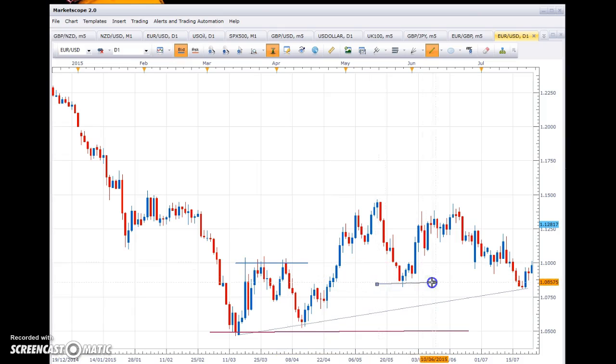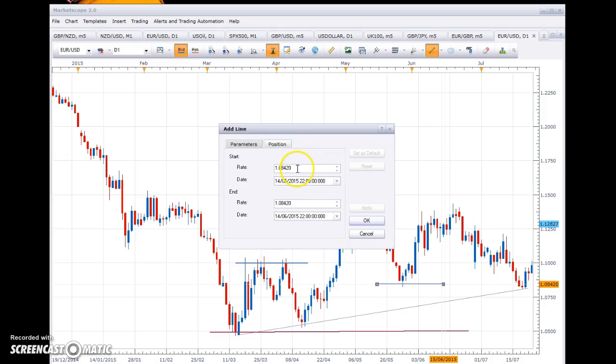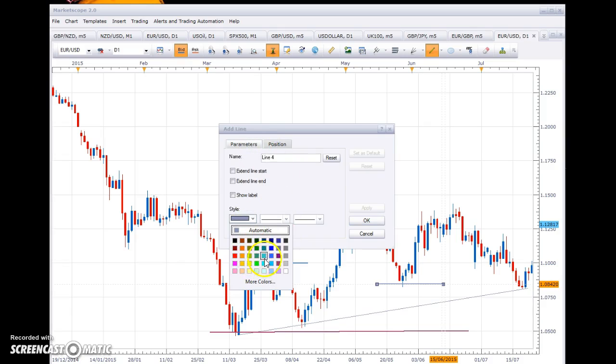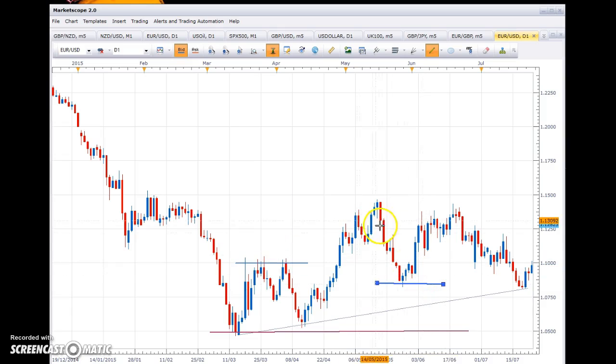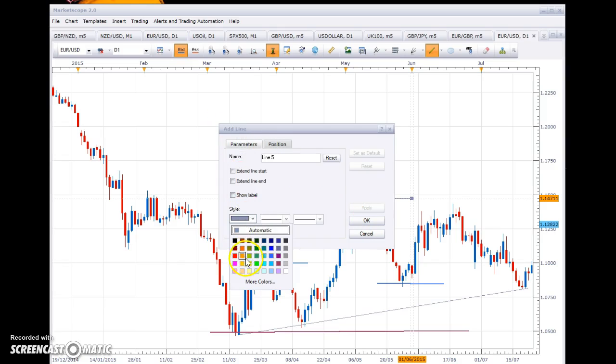Then we have this level here, which is, what level is it? 1.0850. Let's put 1.0850. We'll give it a blue as well, the same thickness. Okay, and then we have this, which is quite important actually. 1.1450, I think it is. I use either round numbers or halves. So 1.14, 1.1450, 1.15, if I can. Again, to keep it simple. As they say, keep it simple, stupid. So that's what I do.